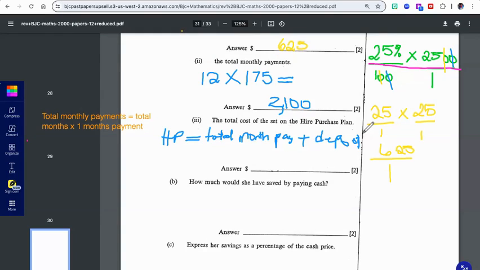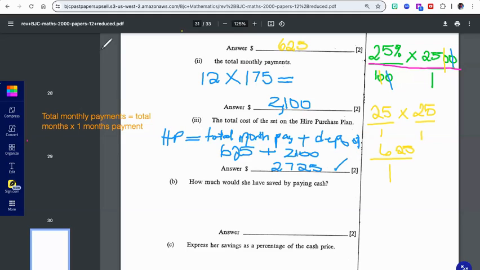So if I add those two together, my deposit $625 plus the $2,100, we got $2,725 as the total hire purchase. So if you got that, good job.